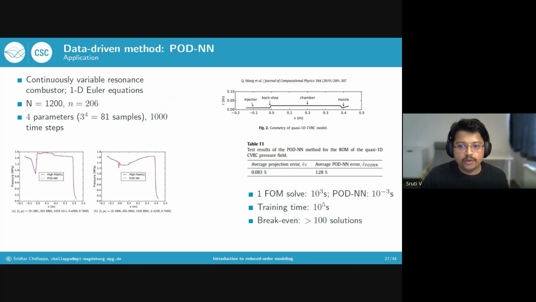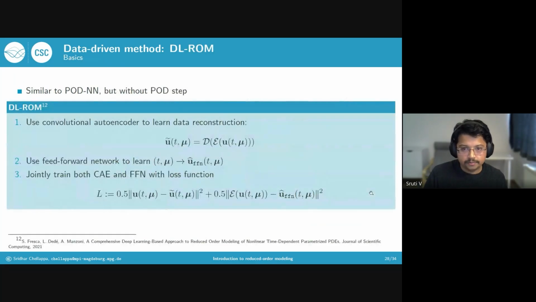So just to give you a glimpse of how this works, in one of the examples from the original paper in 2019, they considered a 1,000-dimension system, and the kind of speedup that they expected is quite high. So this is like 6 orders of magnitude improvement. So 10 to the power 3 seconds to solve the full order model, and also 10 to the power minus 3 to solve the reduced order model. And the training time, of course, is quite large because the feed-forward network has many parameters to learn. But nevertheless, you get very nice speedups.